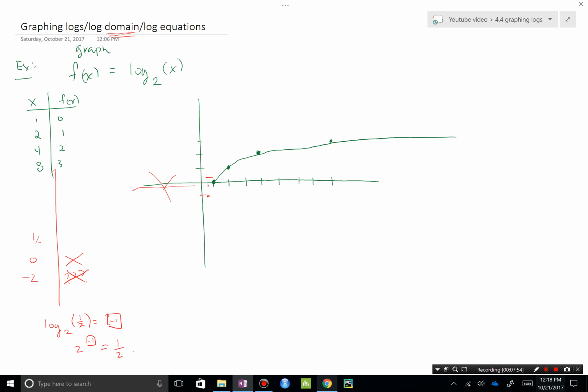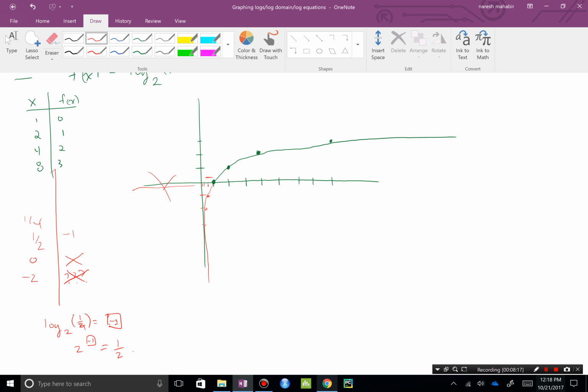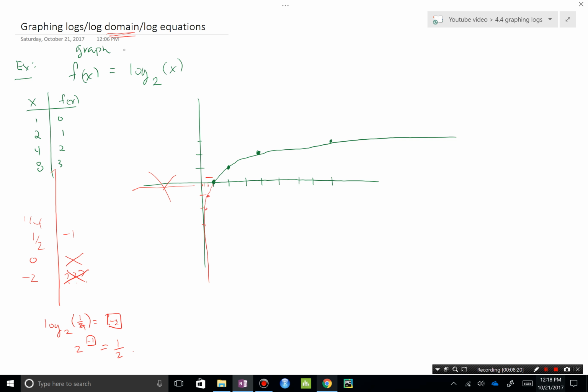What do you guys think the next one is? Probably a fourth, right? Plug in a fourth, that's going to give me -2. You see it's getting closer to something, but it can't hit 0. Plug in a 1/8, it's going to equal 3. So you guys can kind of see what's happening here. Your graph, much like an exponential graph, and note I keep talking about exponential graphs when I talk about logarithms, is because they're so closely related.